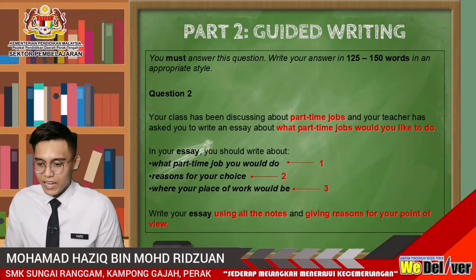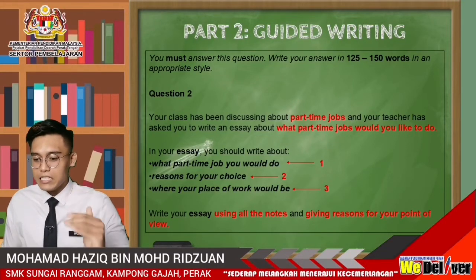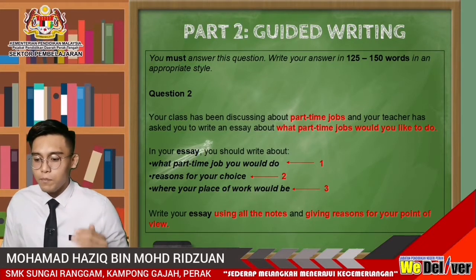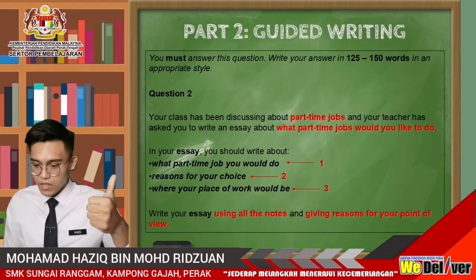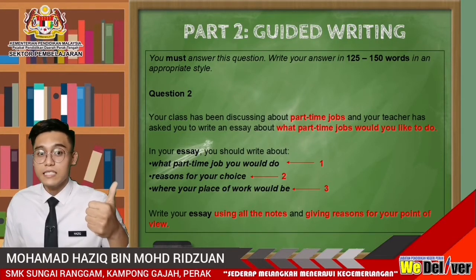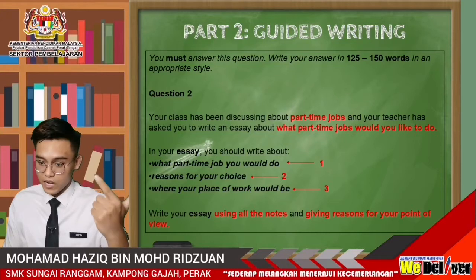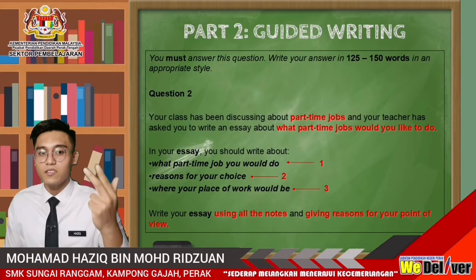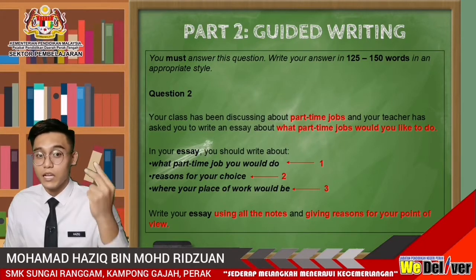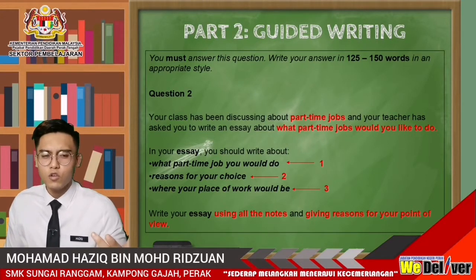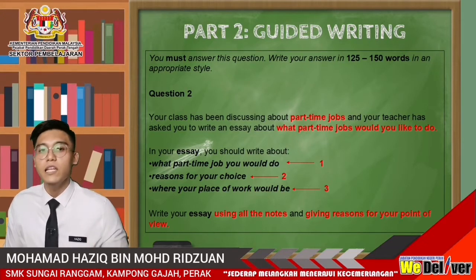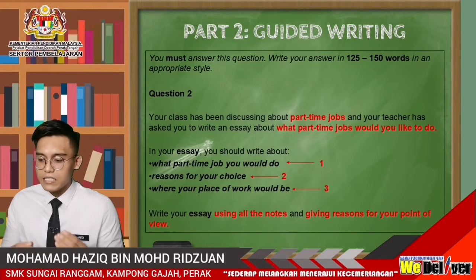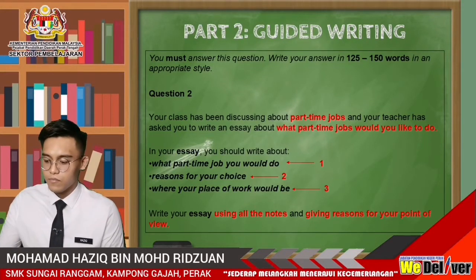In your essay, you should write about, okay, please pay extra attention to these items. What part-time job you would do? That is one. Reasons for your choice. Reasons means more than one reason. That's the second one. And where your place of work would be. That's the third one. So these three items will have to be included in your writing. If not, you will be considered as not fulfilling the task. Okay? Write your essay using all the notes and giving reasons for your point of view.